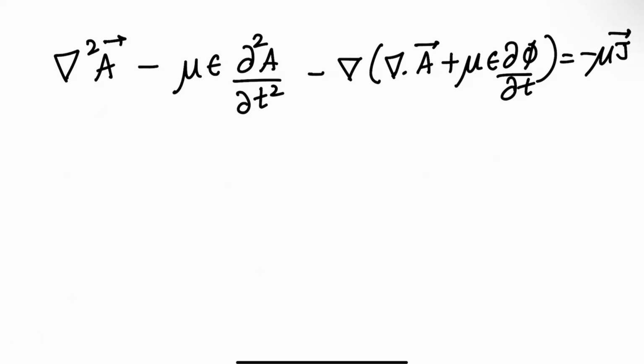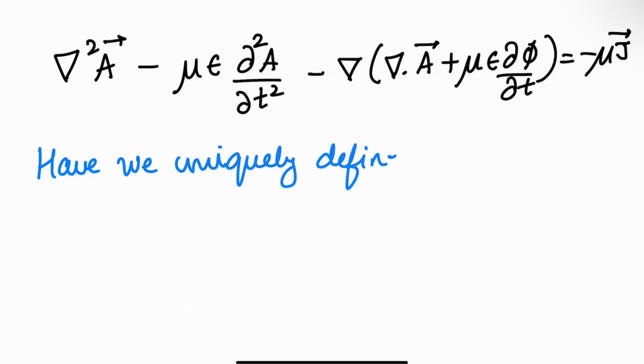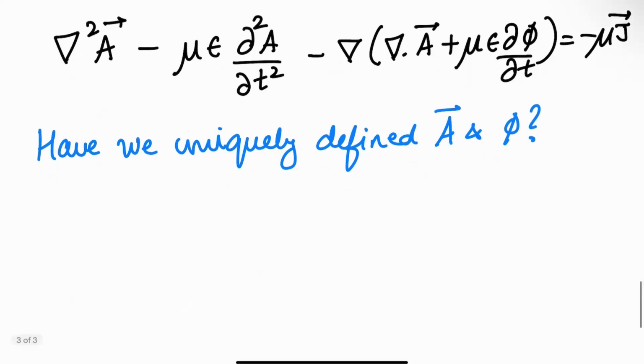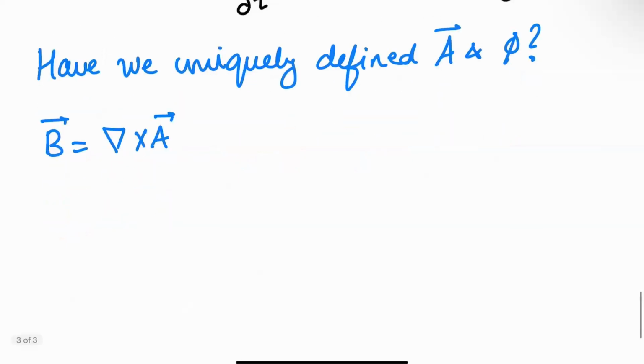So the question is, have we uniquely defined A and phi? Okay, which means that given the fields, do we know what A and phi are? And the answer to that question actually is no. Right? We can see it pretty easily. So let's say I define B as curl of A. Right? So given E and B, can I get a unique version of A and phi?